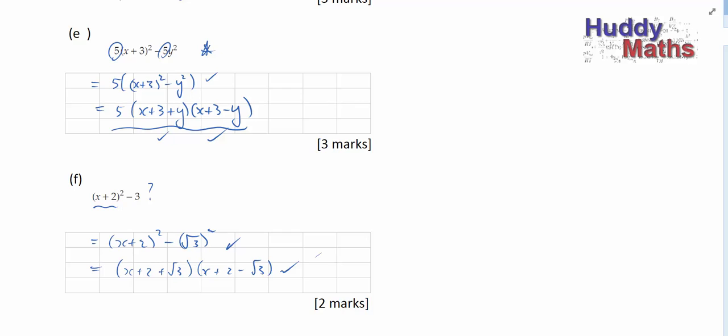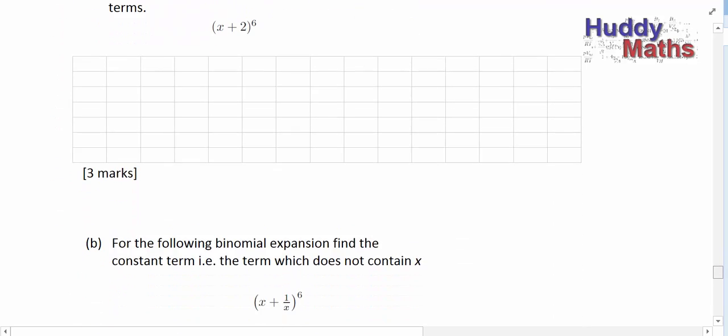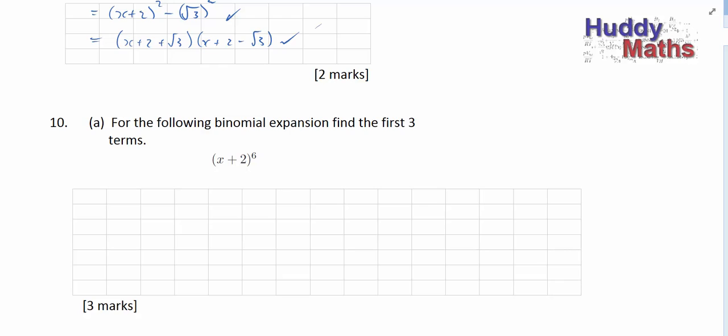Okay, a couple of questions to go. I hope you're getting good marks here. You're working hard. Okay, so come down. Question 10. For the following binomial expansion, find the first 3 terms.